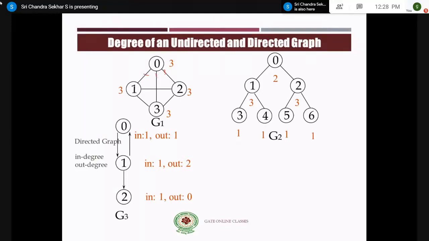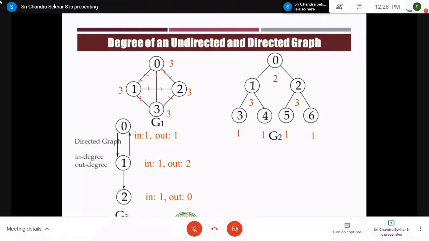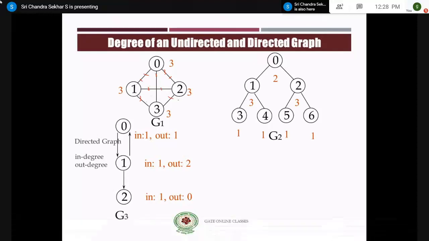Similarly, you go for this vertex 1. How many edges are there? 1, 2 and 3. Therefore 3. Similarly, you go to 2. We have 3 edges, 1, 2 and 3. And the final one, vertex 3, it is also having 3 edges that connect to 0, 1 and 2. Therefore, it is also having a degree of 3.